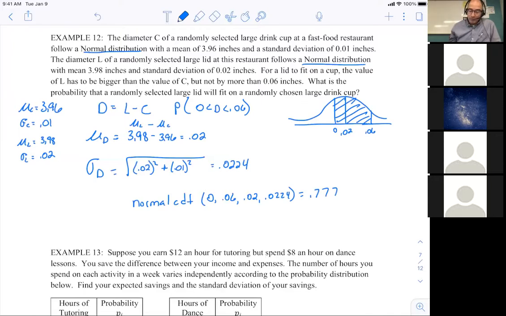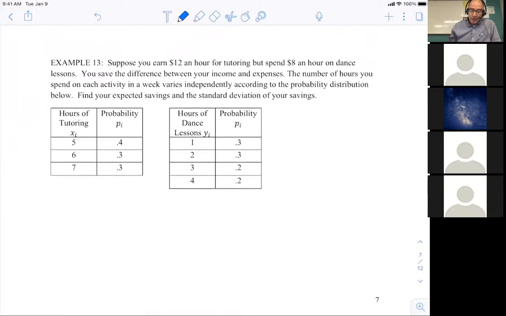All right, one more example, and we won't be too late today. Suppose you earn $12 for tutoring, but you spend $8 on dance lessons. You save the difference between your income and expenses. The number of hours you spend on each activity varies independently. According to the probability distribution, find your expected savings and the standard deviation of your savings.